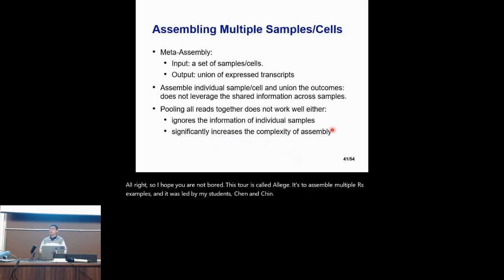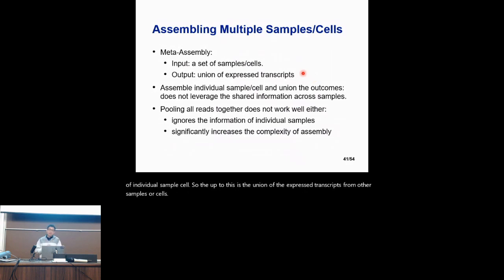This problem is known as meta-assembly. So the input is a set of samples or a set of cells instead of an individual sample or cell. The output is the union of the expressed transcripts from all the samples or cells.